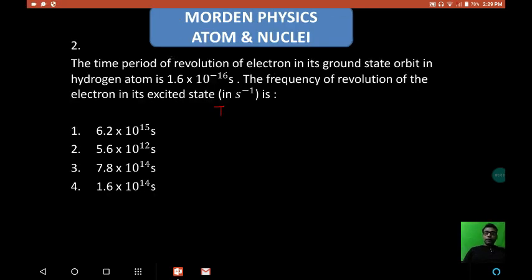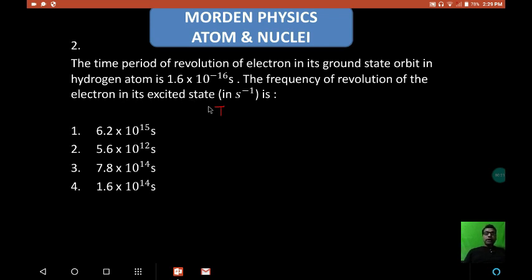Let us solve the next problem. This problem is from atomic structure, that is atoms and nuclei. The question is: the time period of the revolution of the electron in its ground state orbit in a hydrogen atom is 1.6 into 10 power minus 16 seconds, and we have to find the frequency of the revolution of the electron in its excited state.